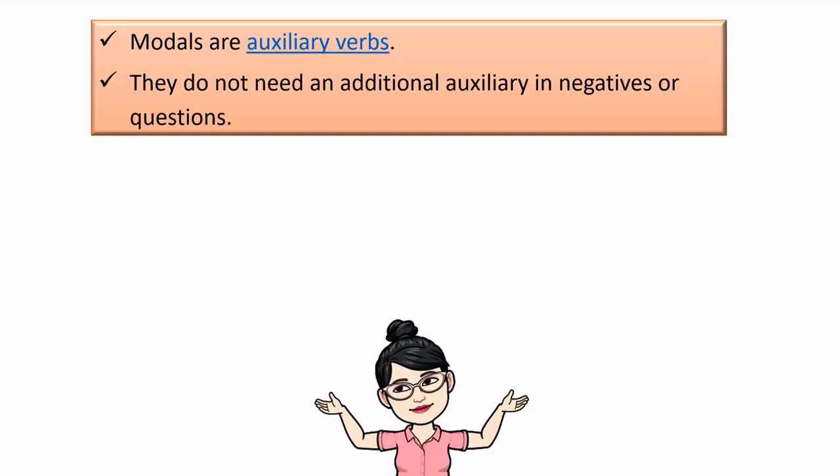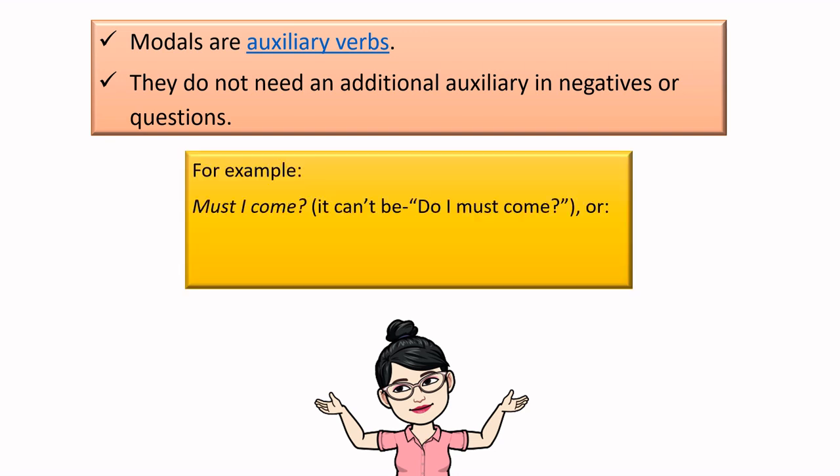Modals are auxiliary verbs. They do not need an additional auxiliary in negatives or questions. For example, must I come? It can't be, do I must come? Or, he shouldn't smoke, and not, he doesn't should smoke.